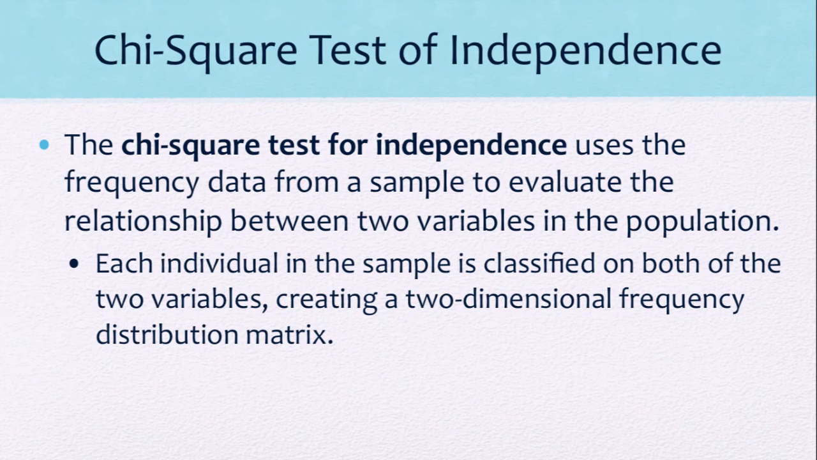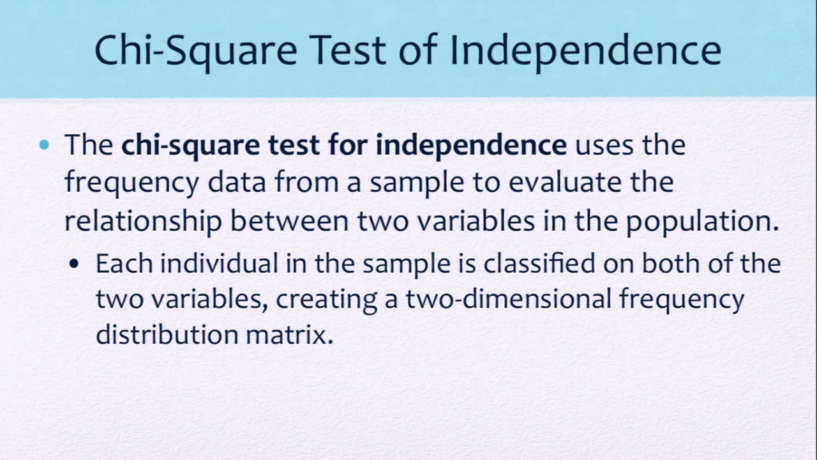Now for the chi-square test of independence, also known as your two-way chi-square. This chi-square uses the frequency data from a sample to evaluate the relationship between two variables in the population. Again, if you think about two-way analysis of variance, we were looking at two independent variables. In this instance, for the chi-square, we're looking at two variables in the population.